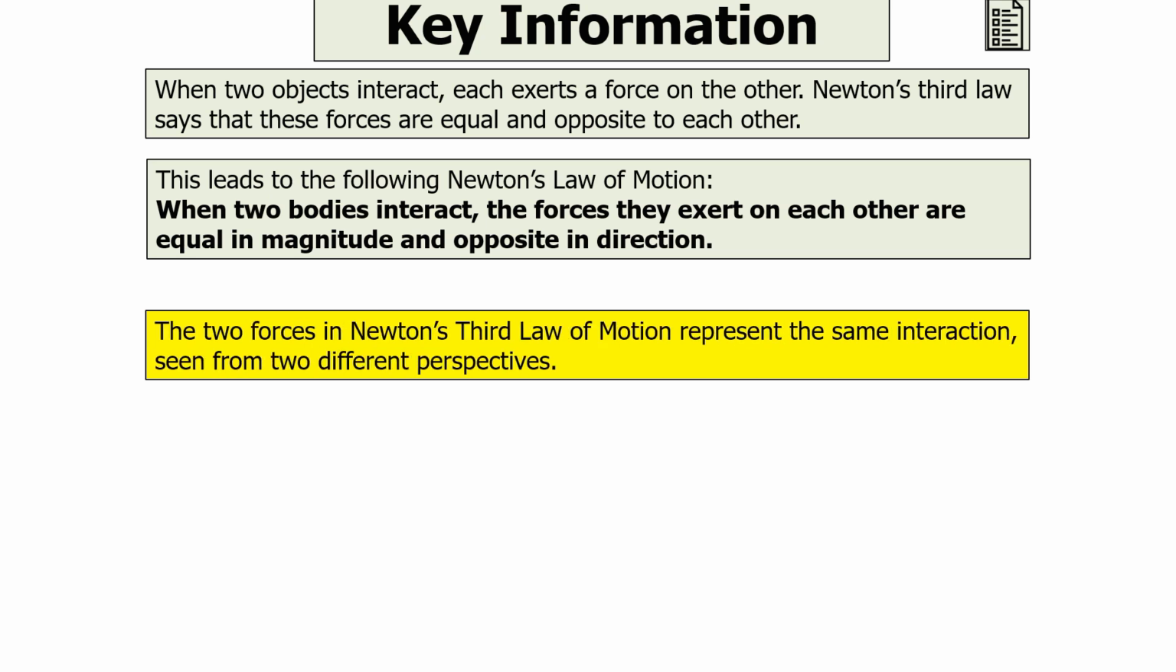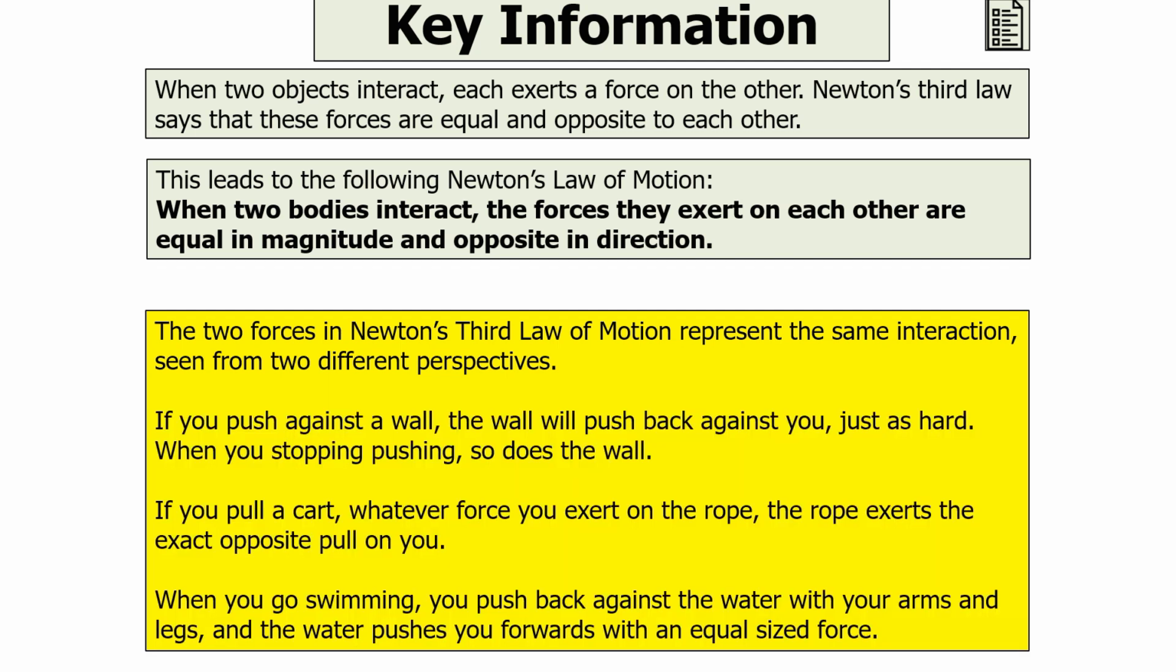Now the two forces in Newton's third law of motion represent the same interaction seen from two different perspectives. So for example, if you push against a wall, the wall will push back against you just as hard. When you stop pushing, so does the wall. If you pull a cart, whatever force you exert on the rope exerts the exact opposite pull on you. When you go swimming, you push back against the water with your arms and legs, and the water pushes you forward with an equal sized force.